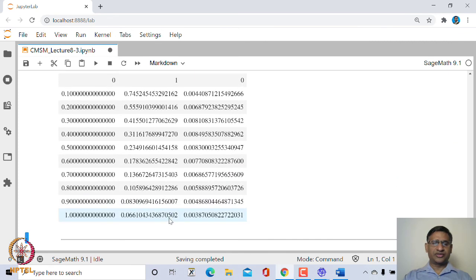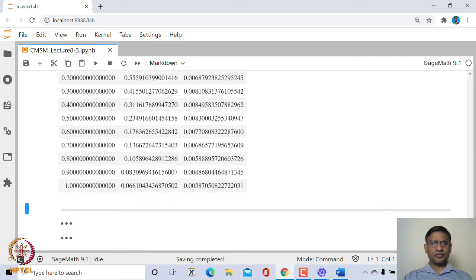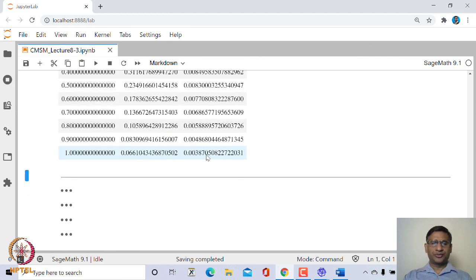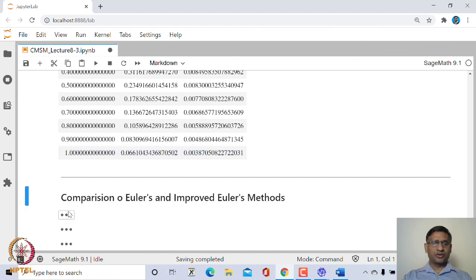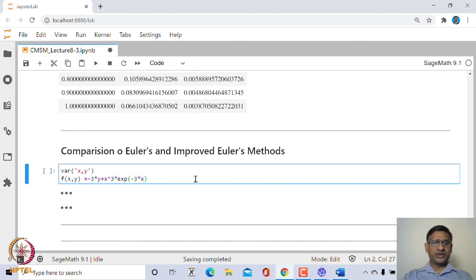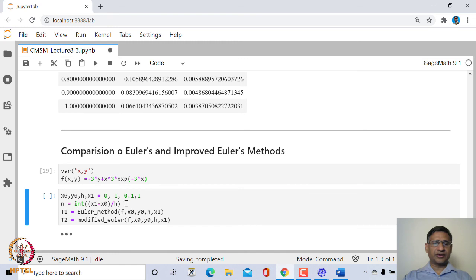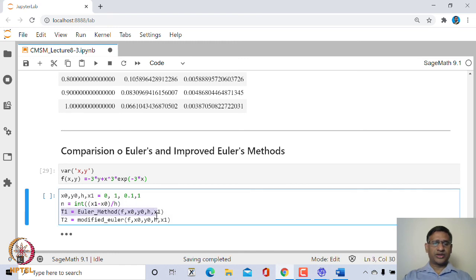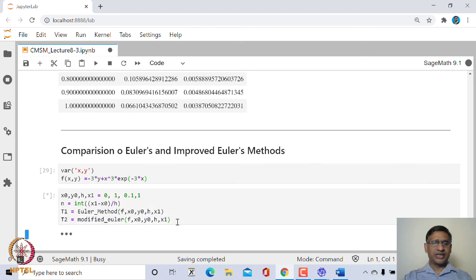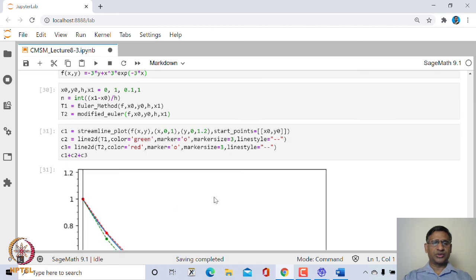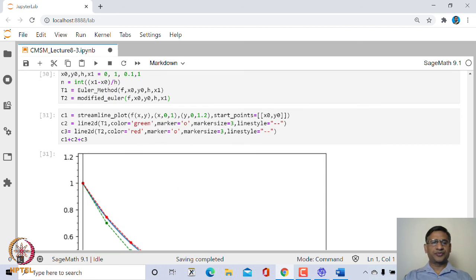So you can see this error, if you compare this error with the Euler's method, it will be much smaller, right. And in fact, even if you see here, it is less than half actually. Yeah. So now you can compare these two methods with the same function, and let us try to tabulate T1 as the solution using Euler's method and T2 using modified Euler's method, and let us tabulate these two together and then plot the two graphs.